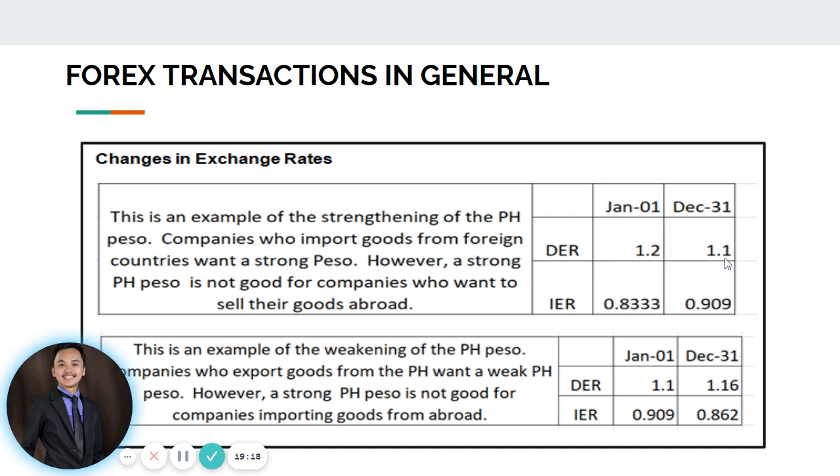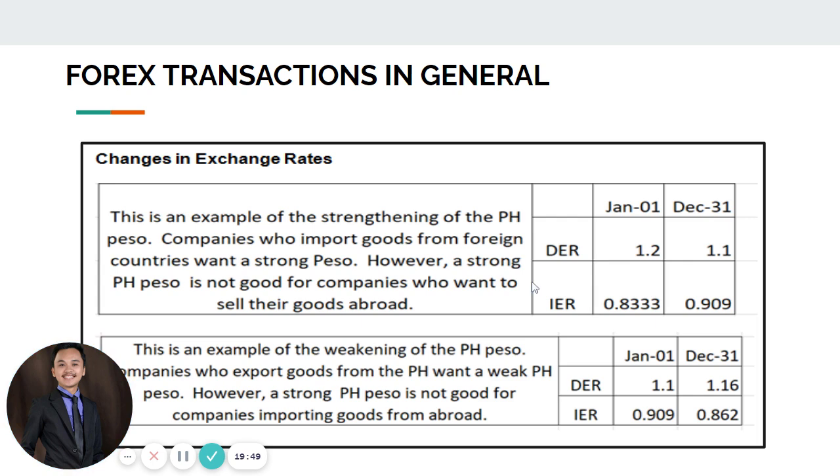But when we are the exporter, meaning we are the ones being paid in foreign currency for the transaction, instead of receiving 1.2, what we will receive will be 1.1, if that's the case. So that means when the Philippine peso strengthens, your direct exchange rate decreases while your indirect exchange rate increases as well.